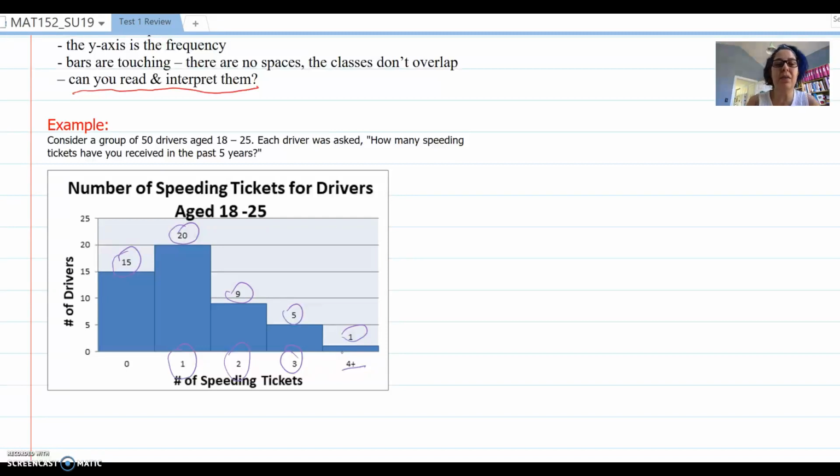I can say that this distribution is skewed to the right, right? And most of the people have taken 1 ticket. That number is 20. So by looking at this graph, I should be able to write down the frequencies and relative frequencies.